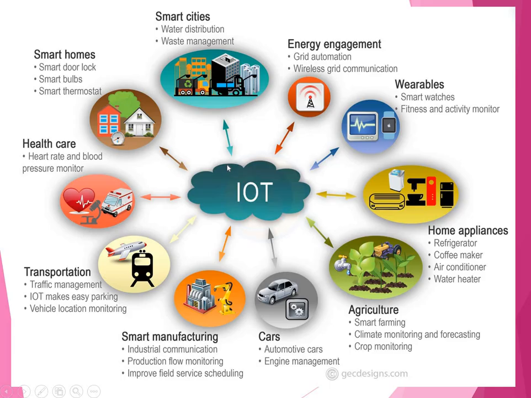Then in this we can understand the different types of IoT applications in various industries. The first one is energy engagement. In energy engagement, grid automation and wireless grid communication are done by the use of IoT. And wearables also, smartwatches, fitness and activity monitoring. In home appliances, refrigerator, coffee maker, air conditioner, water heater are all done by IoT. Then agriculture, cars, smart manufacturing, transportation, healthcare, and smart homes are all done by IoT.